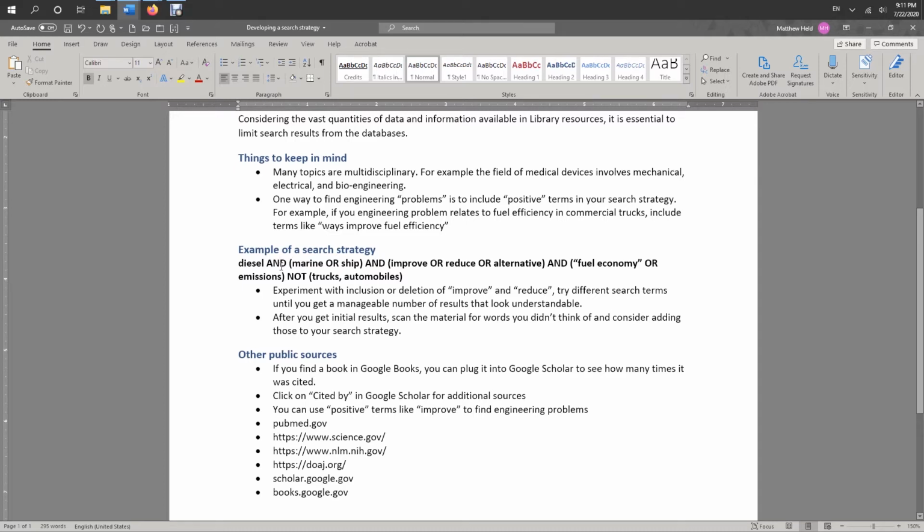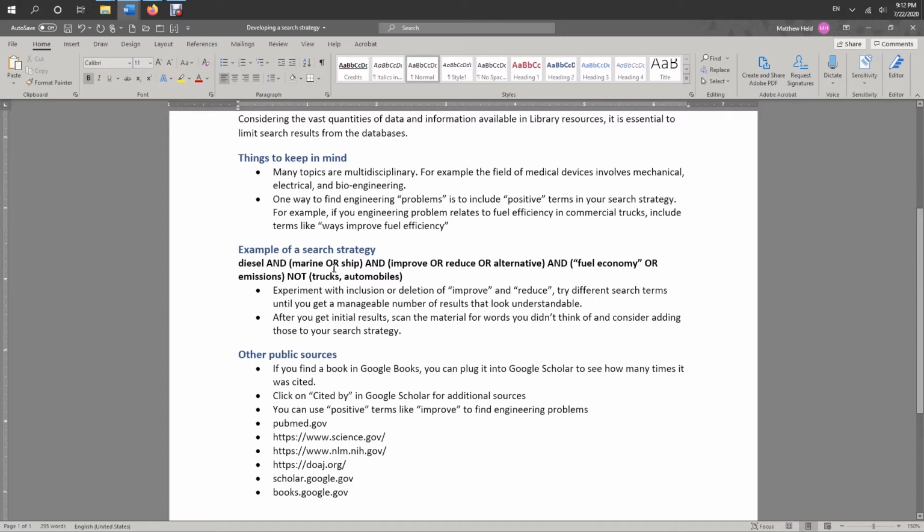Okay, so the main operators are AND, OR, and NOT. In this case, the main search term is diesel, but we also want to include only results that also include marine or ship, as well as the terms improve or reduce or alternative, and "fuel economy". I put it in quotes because that's two words. Or emissions, but we are not interested in trucks and automobiles.